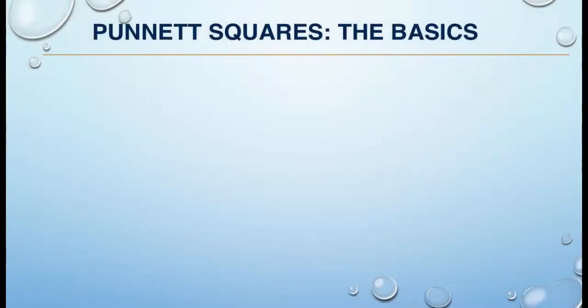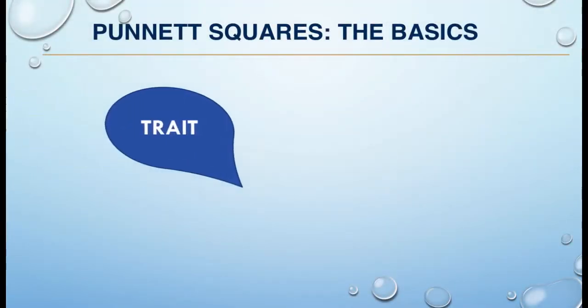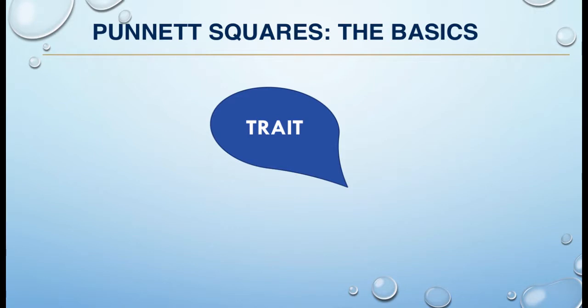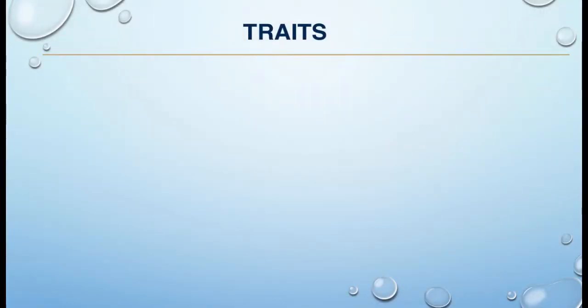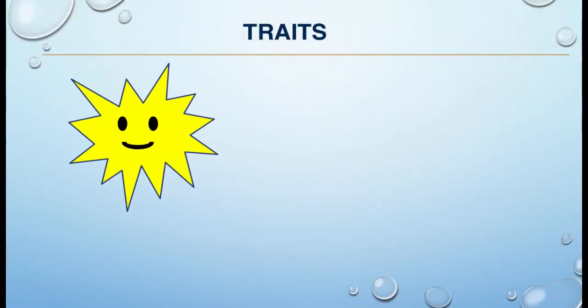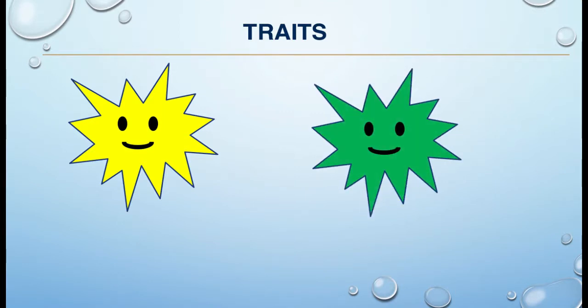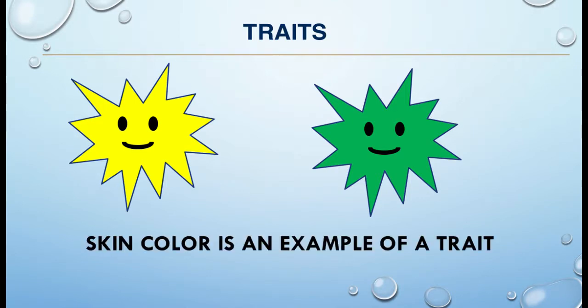In order to solve a Punnett square, let's review some basic vocabulary. First, a trait is a characteristic that can be passed from one generation to another. Suppose we have these imaginary sea creatures whose skin is usually yellow in color, but every now and then a green-skinned sea creature will be born. In this case, an example of a trait is the skin color.